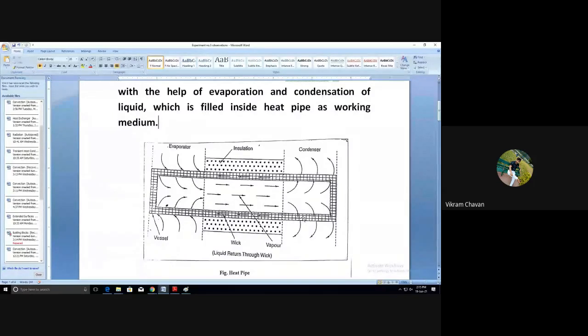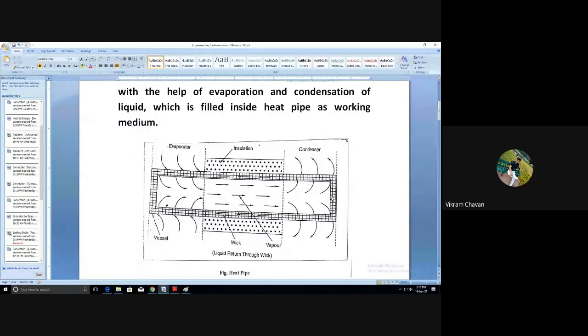In that case, what will happen? The liquid present in the condenser section will move very fast from the condenser section to the evaporative section. So that tilt, or this raising of the condenser side above the location of the evaporative side, will be considered a favorable tilt.